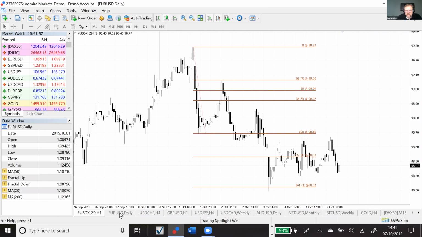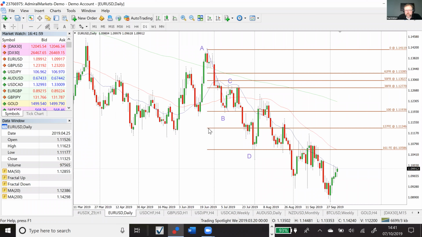Let's have a look at euro dollar on the daily. We can see euro dollar has been on a particularly interesting downtrend for pretty much all year. That's where it's been. And here is another example where price, having had a bit of a strong retrace up, started to move down. Get my drawing tool, and once we'd identified these swing high, swing low, we were able to identify what we were looking for.